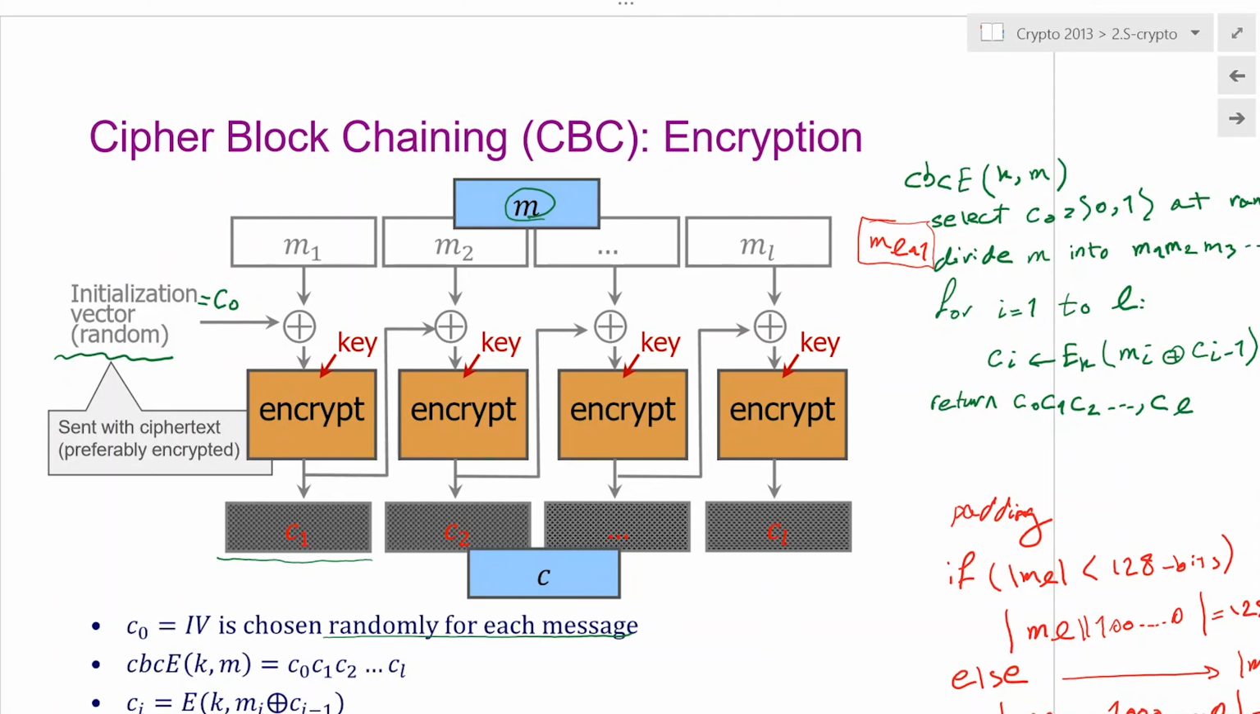Choosing the C0 at random really helps us make sure that every time we encrypt the same message, the resulting ciphertext looks very different to the eyes of the attacker, and he cannot tell whether we are sending the same message or a different message. All the adversary can tell is that we are sending messages of the same length, right? We haven't hidden the length yet.